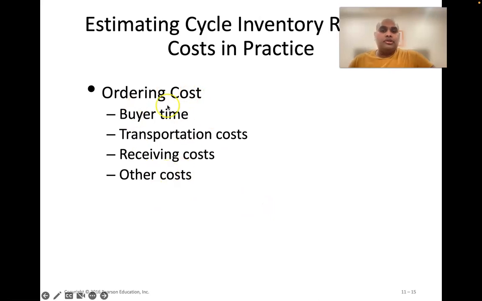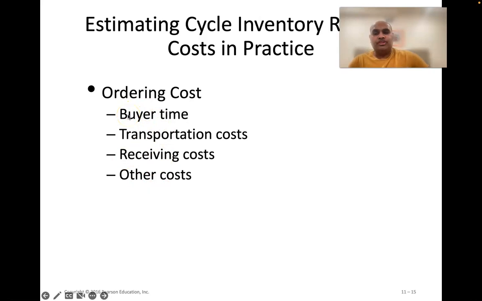Now, the other cost is ordering cost. So this is a one-time cost that you pay to order each lot that you order, and that is based on the buyer time. So how much time did I spend going through this? Transportation costs. So whether you order a single item or 10 items, it still has to be transported on a truck. So there are fixed transportation costs, there are fixed receiving costs, and there are other costs also that are fixed. You might hire an accountant to do something, and whether, again, it's a single item or 10 items, the accountant might charge you the same amount of money, right?